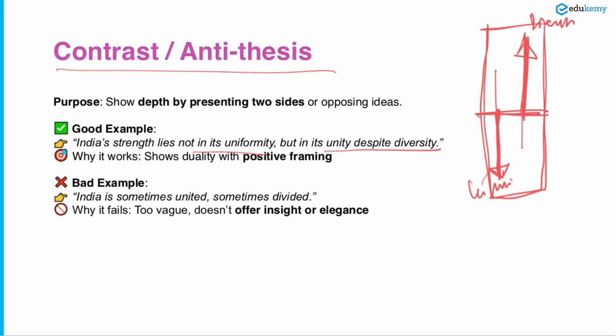India is sometimes united, sometimes divided. It is true, it is not untrue, right? But it is vague and doesn't offer any insight. So the insight the first statement offered, that uniformity is not important, that diversity is important for our strength from a strength perspective, is very different from saying that sometimes we are strong and sometimes we are weak. Actually, that doesn't mean anything. Everything is sometimes this and sometimes that. So no insight and no elegance.